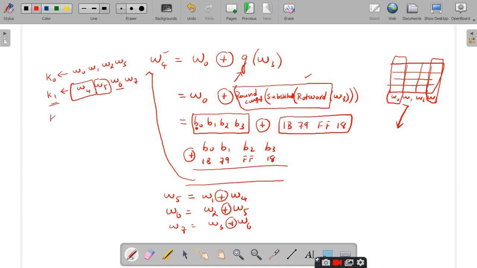Now, what is that key K2? What are the words I have? W8, W9, W10 and W11. So can anybody give me the formula of W8? How can I generate W8? What is W8?